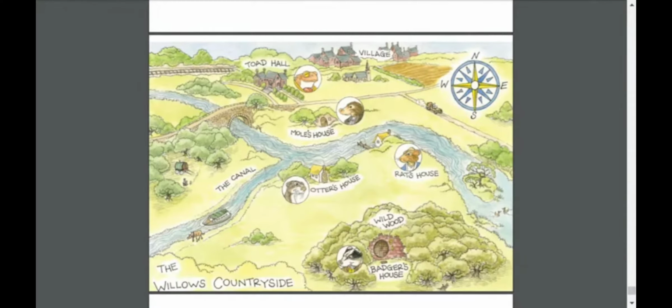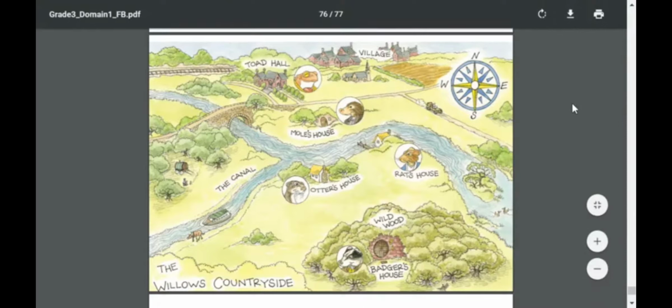But we are going to continue reading The Riverbank, Part 2. This is Chapter 2 of The Wind in the Willows. We're starting by looking at our map because it will give us a lot of information about our story and how our setting changes as we go through the entire story.